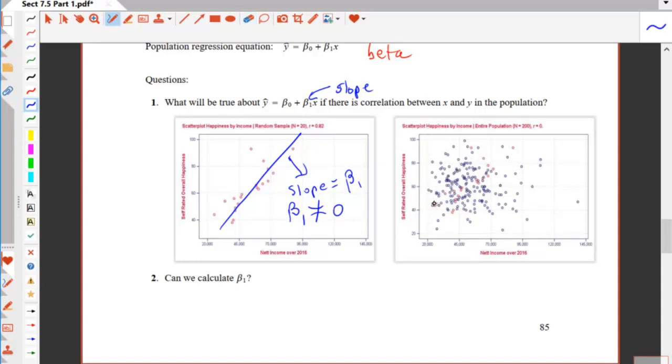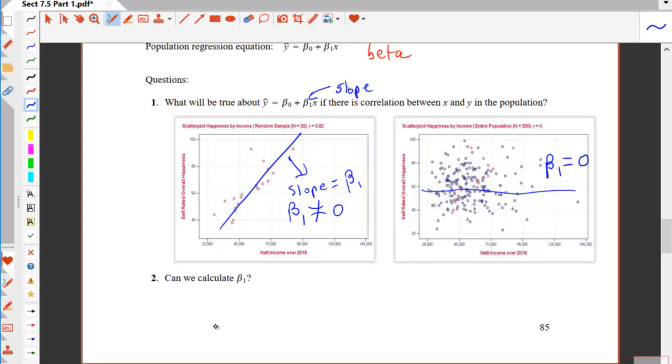Whereas over here in this picture, if I had Excel calculate a regression line, it would do it, but there's no real pattern here, and so most likely it'd end up being something just kind of flat like this, where beta 1 is basically equal to 0. This line has 0 slope. And so one way to check if there is correlation between my input and output is to check whether the slope of the regression line is 0 or not. Okay, so I want to know whether beta 1 is 0 or not.